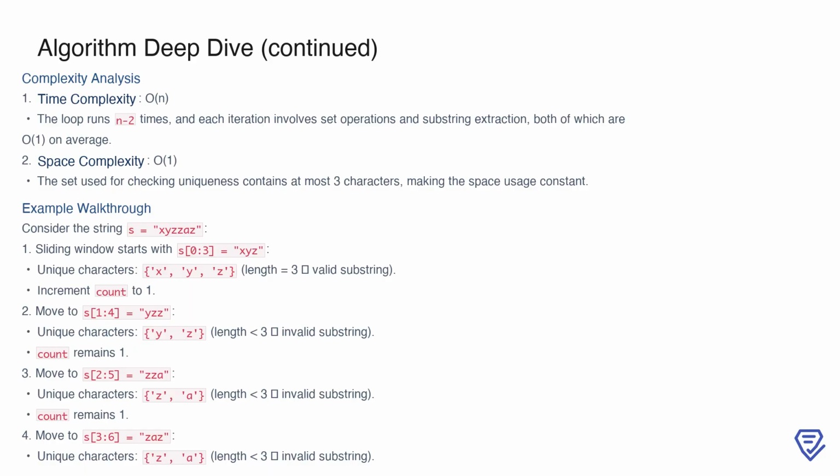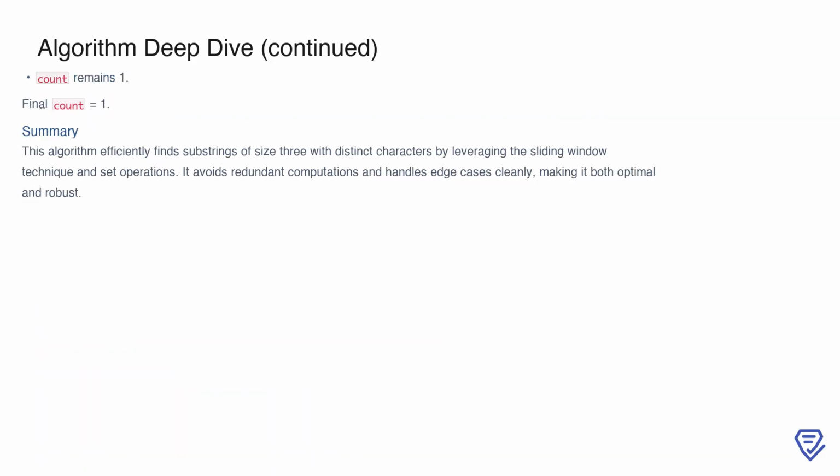Let's walk through an example with the string s equals xyzzaz. The sliding window starts with the substring xyz, which contains the unique characters x, y, z. Since all 3 are distinct, we increment count to 1. Next, the window moves to yzz, where the unique characters are only y, z, so this substring is invalid, and count remains 1. The process continues with zza and zaz, both of which also fail the uniqueness check, leaving count unchanged at 1. At the end of this process, the final value of count is 1, meaning there is only one valid substring of size 3 with distinct characters in the given string.